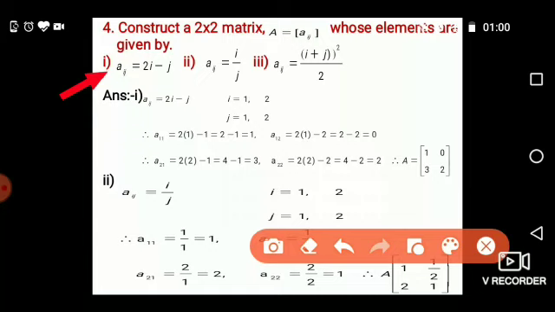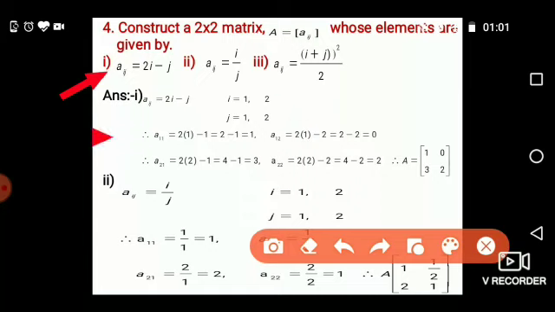Since the matrix is of order 2 cross 2, there are 2 rows, 1 and 2, and 2 columns. I stands for the number of rows and J stands for the number of columns. Therefore, this matrix contains 4 elements. If I is 1 and J is 1, we'll get an element A11. If I is 1 and J is 2, we'll get an element A12. Let me start finding A11 and A12 respectively.